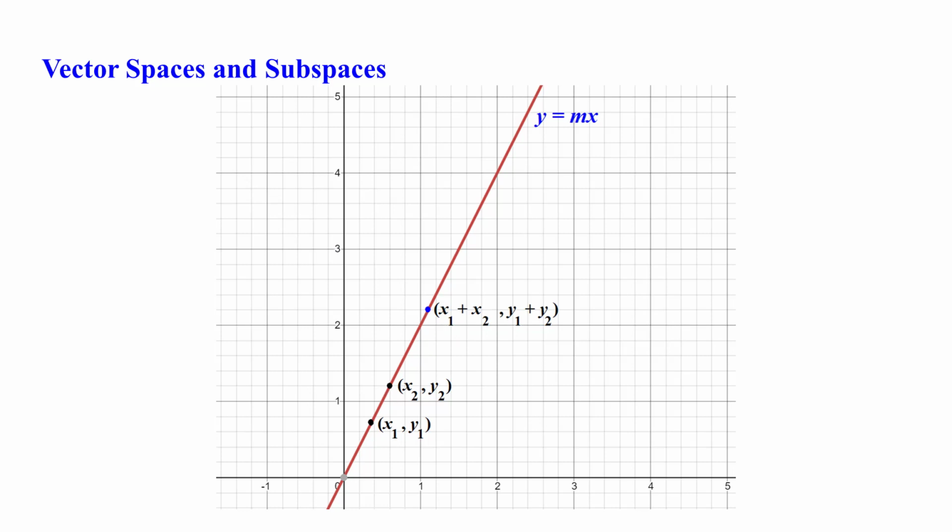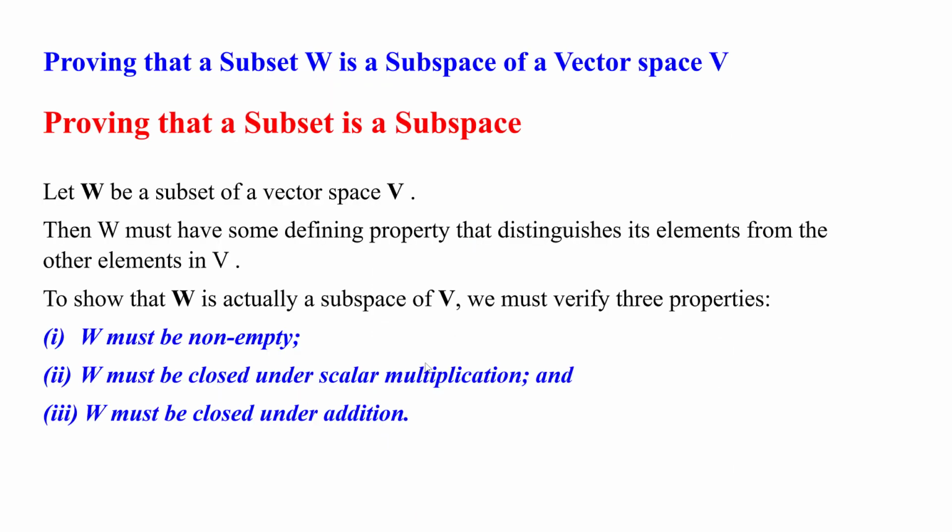Now we will revisit the technique of proving that a subset is a subspace of a known vector space V. So again, we're saying the same thing for the third time, but we're elevating it in prominence. How do we go about showing a subset W is a subspace of a vector space? We need to do three things.